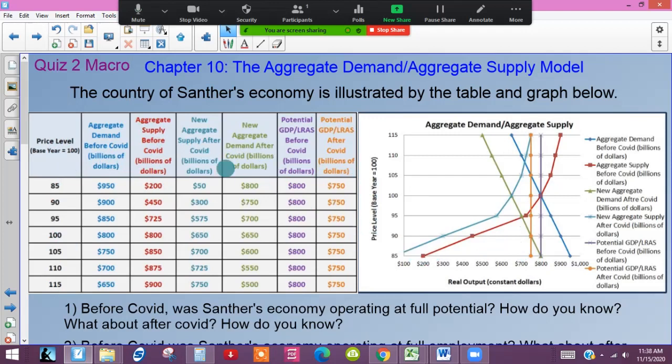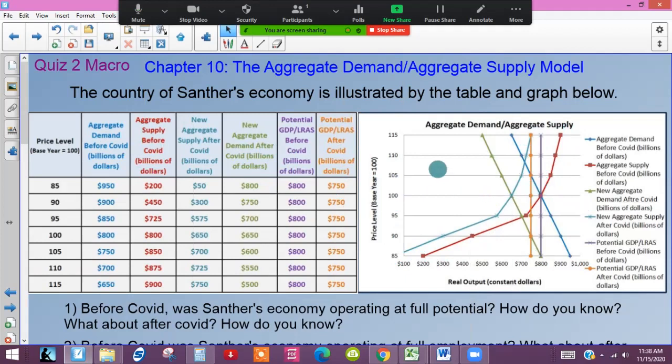Where is it? Actually, it's in blue here. Sorry, here's the demand here. Oh, sorry about that. Here's the demand before COVID. Here's the supply before COVID, right? See, it's color coded so you don't get confused like I just did, right? Anyway, and then after COVID, you've got a new supply shifted way back to the left, and you've got a new demand which also shifted to the left.